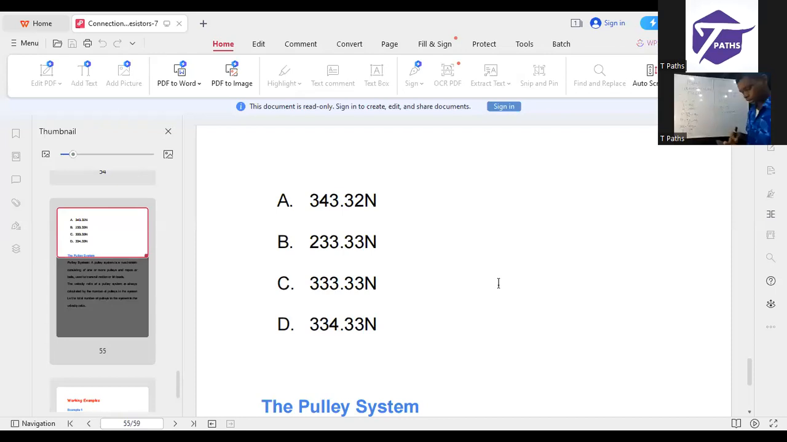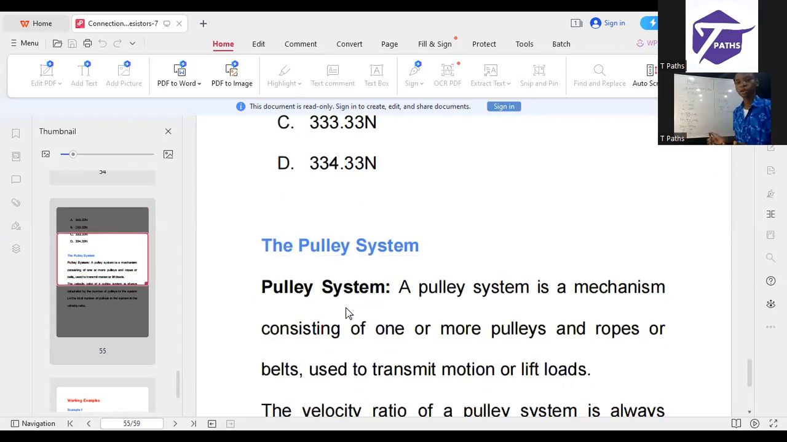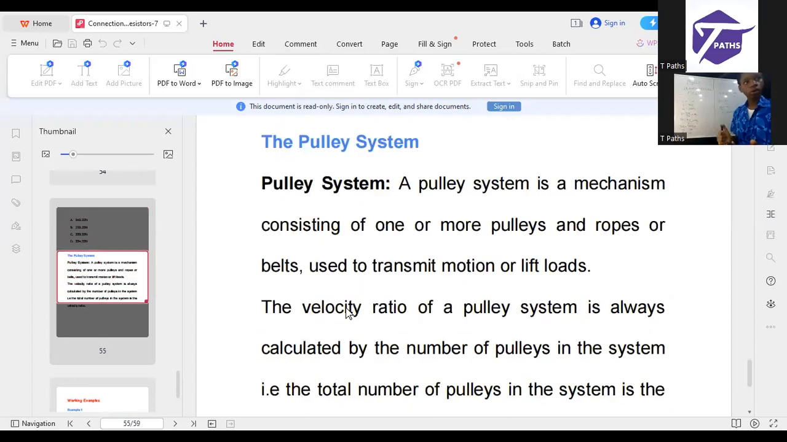All right, pulley system. When we are talking about pulley system, what's a pulley system? A pulley system is simply a mechanism consisting of one or more pulleys and ropes or belts used to transmit motion or lift loads. So it's a type of machine. So the velocity ratio of a pulley system is simply calculated by the number of pulleys in the system. Okay, which means I'm going to count.